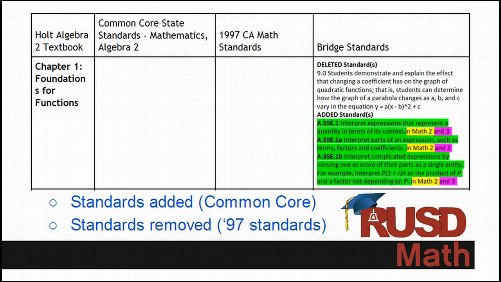The next thing, the last column, shows the deleted '97 standards that we are no longer obligated to teach according to the Common Core state standards. So they've been removed out of the year of Algebra 2's standards. It also shows the added standards that are now in Common Core Algebra 2 that do not align to any previous '97 standards.